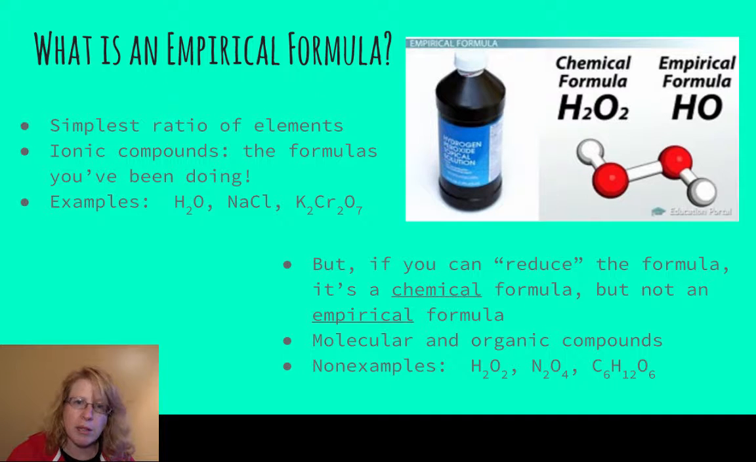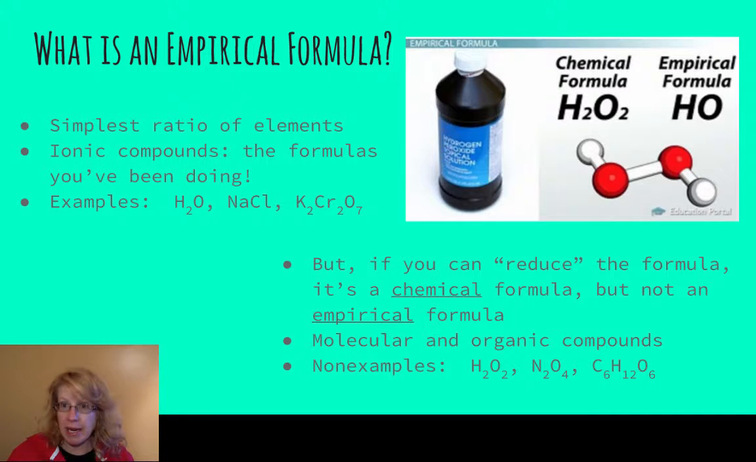So in terms of what these things look like, don't let the word throw you off. It's actually fairly straightforward. An empirical formula is just the simplest ratio of the elements that are present in there. Many times the formulas you've been writing so far have been empirical formulas. So something like H2O or NaCl are empirical formulas for the ionic compounds and things like that that we've been doing. NaCl means there's 1 sodium to 1 chlorine. Some of them can be a little bit longer, like K2Cr2O7, potassium dichromate. That's an empirical formula. That's as simple as that formula can be to give us that ratio: 2 potassiums, 2 chromiums, and 7 oxygens.